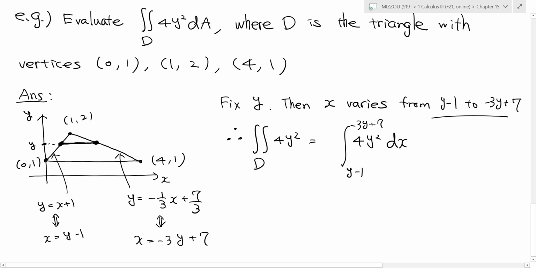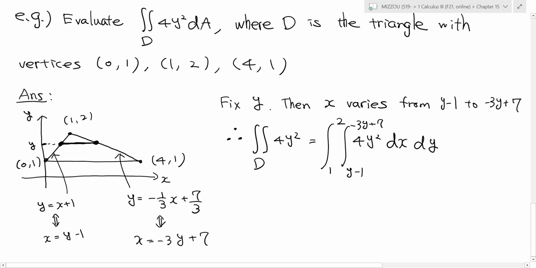And then you integrate with y. Then what's y? Well, y is from the lowest possible point for y, which is here. That's 1. And the highest possible y value is the top of this mountain. That's 2. So it's 1, 2, 2.